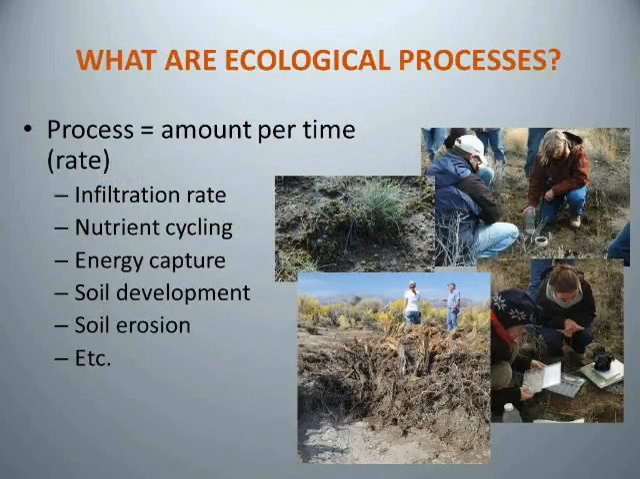So when we talk about process-based models, what are we talking about? Process is a rate, an amount per time. And so the processes that we're talking about with these models are infiltration rates, nutrient cycling, energy capture, soil development or erosion. And yes, we can do infiltration rings and look at infiltration rates, but a lot of this other stuff, we have a really hard time directly quantifying, so we use surrogate things or other things that might be indicators for the processes that are going on.